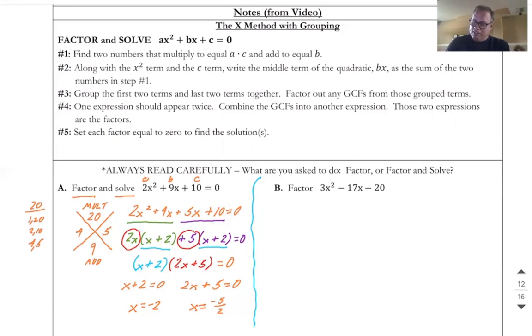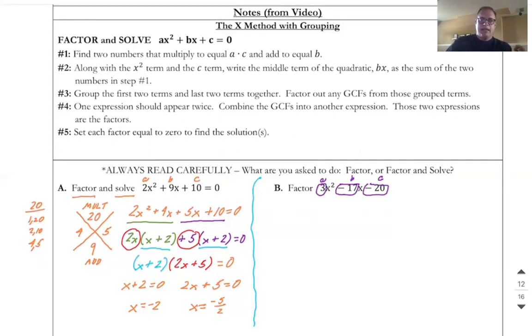All right. So on this one, the first thing we need to do is identify A, B, and C. Now on B, A is going to be 3. B is going to be this -17. That negative sign goes with it. And C is this -20. And for fun, we'll just box up the 3 as well.